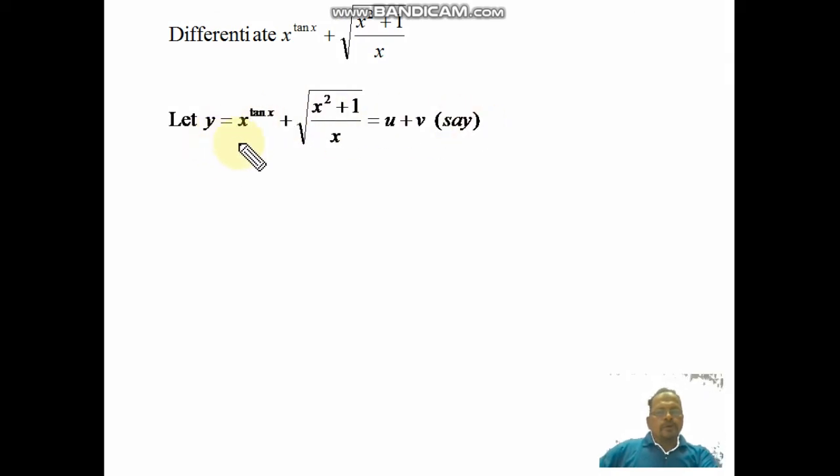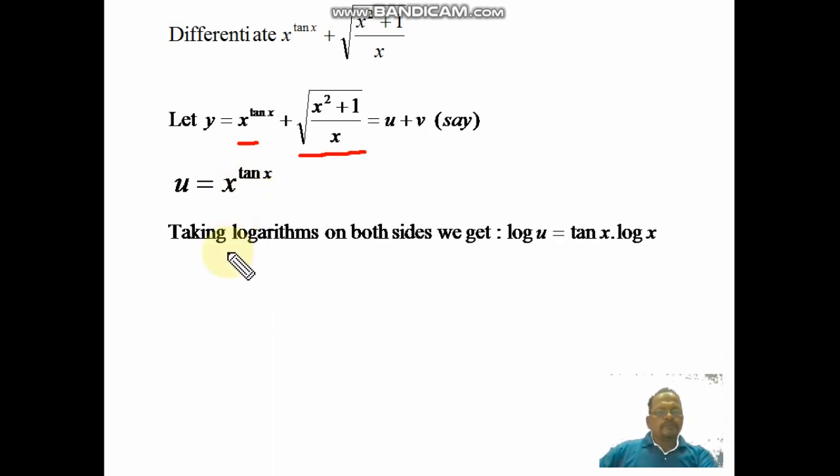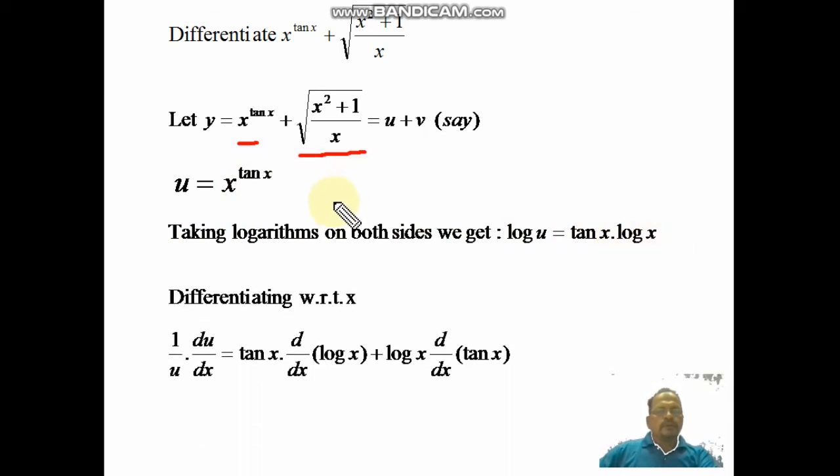So u is x raised to tan x and v is square root of x square plus 1 upon x. I am taking this quickly because we know how to find the derivative of x raised to tan x using logarithms. U is equal to x raised to tan x. Take logs. Taking logs on both sides, we get log u is equal to tan x into log x.